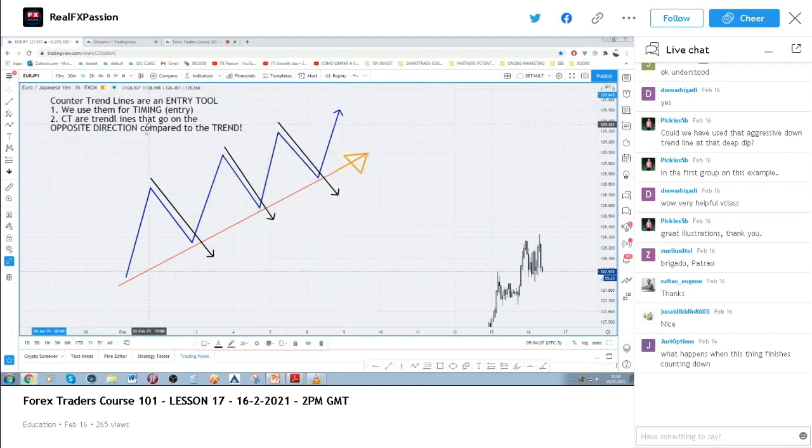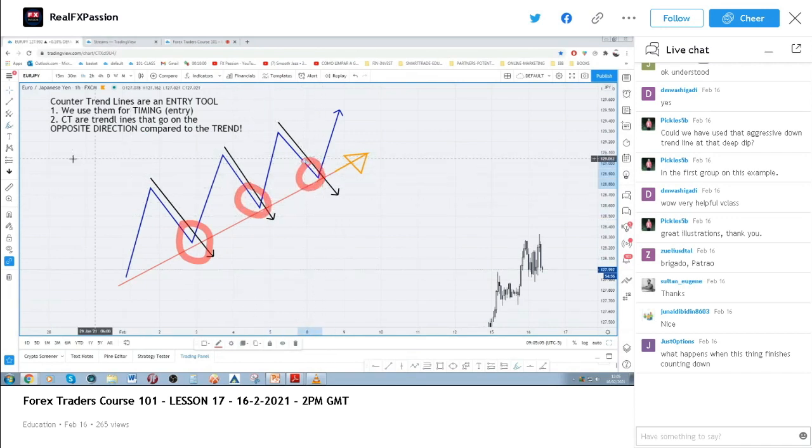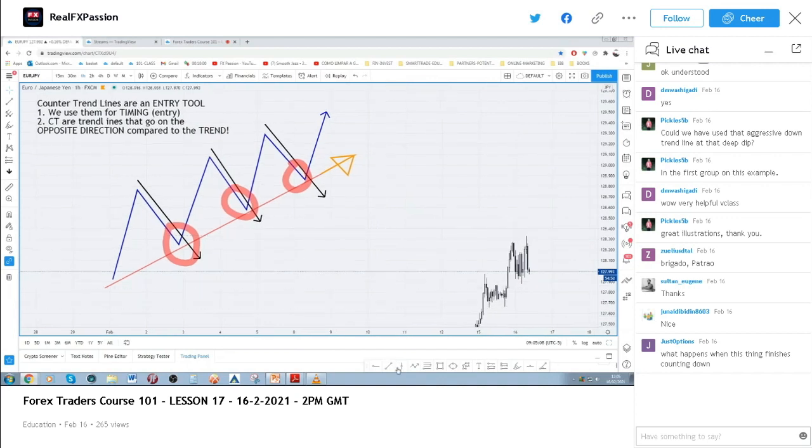Okay, so the blue is the trend, the red is the uptrend line, and the black are the counter trend lines. So counter trend lines are an entry tool. We use them for timing, which is the entry, and counter trend lines are trend lines that go in the opposite direction. So this would be the entry here, this would be the entry here, and this would be the entry here. Make sense? And of course, we have a similar situation in a downtrend where the market makes lower lows, lower highs, lower lows, lower highs, right?